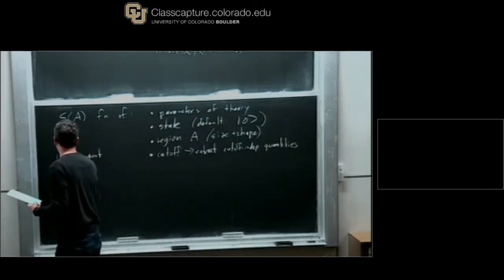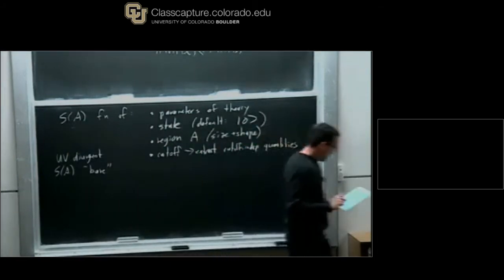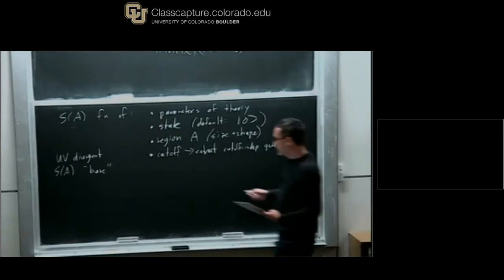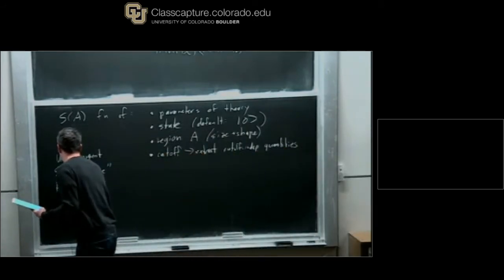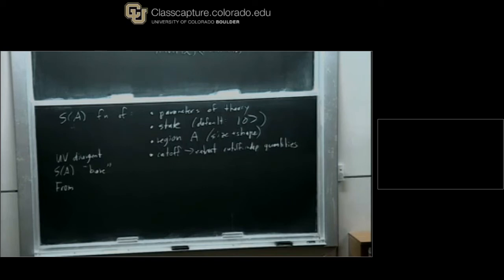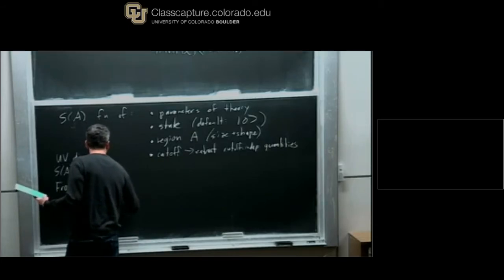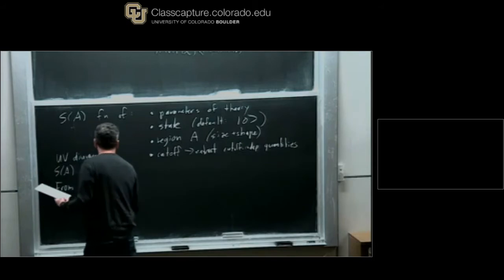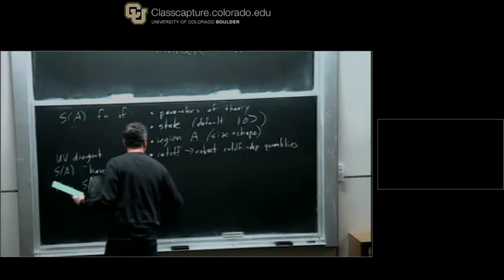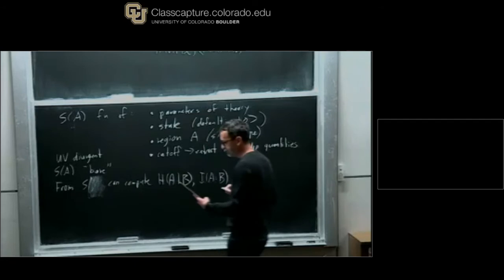So S of A in field theory is what we would call a bare quantity. And of course, from S of A, we can also compute, so if we're strong enough to compute S of A, and by the way, A doesn't have to be connected, so A could have different parts, and maybe I call this A and call this B, and then I can compute things like, well, from this function, I can compute, if I'm interested, conditional entropies, mutual informations, and stuff like that. Okay.